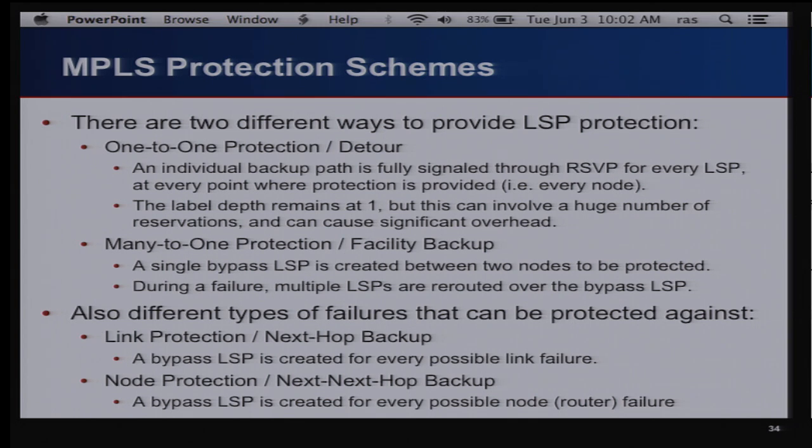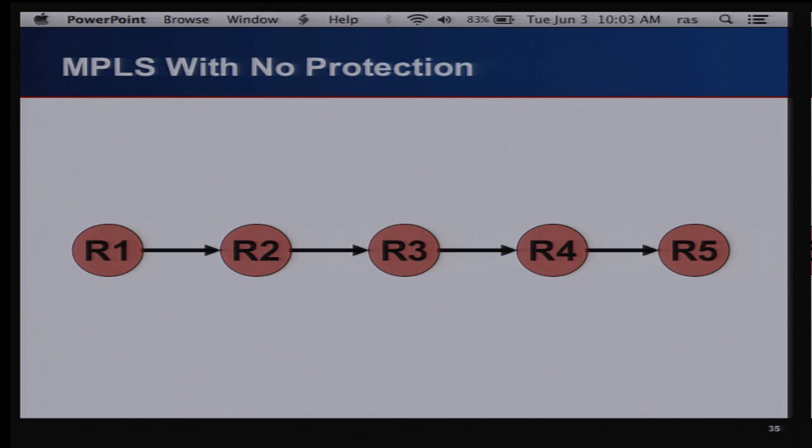And then the two types of failures you're protecting against: the first one's called link protection. That's creating a bypass LSP for every possible link failure. And the other one's called node protection, and that's looking for possible router failures. So here's a scenario. Here's a network with 5 routers, and you're forwarding linearly through 1 through 5. An MPLS network with no protection, this is your path for this LSP.